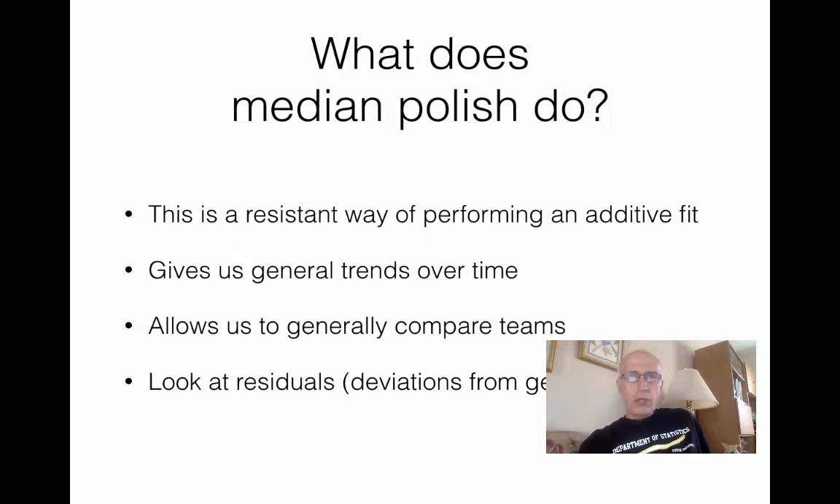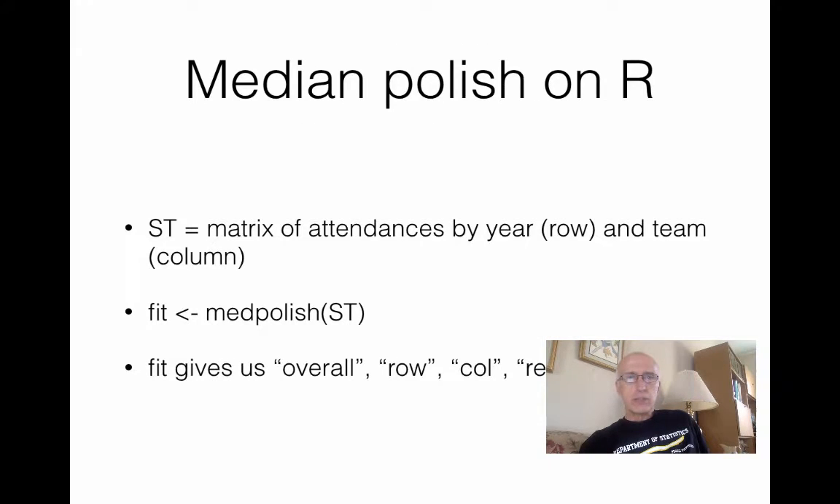Okay, so we're going to do this thing called median polish, and essentially it's much like an ANOVA two-way fit, but it's a resistant way of doing the fit. So it's based on medians instead of means. Okay, so what we want to do is look for trends over time. We're interested in comparing teams. And then we want to look past the additive fit and look for deviations from the pattern, which we call residuals.